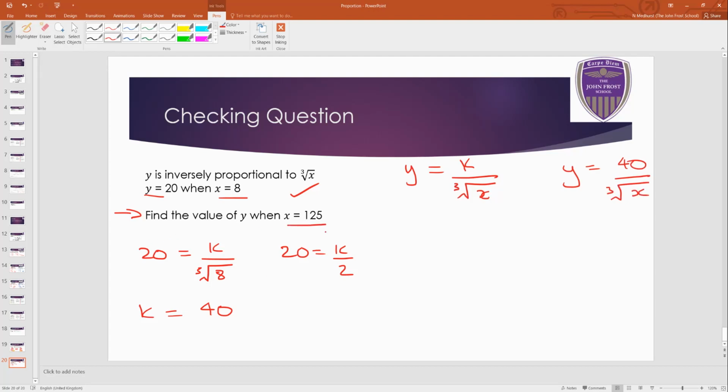This says find y when x equals 125. So substitute that in here. Look, y equals 40 over the cube root of 125. The cube root of 125 is 5. So 40 divided by 5 means that y equals 8.